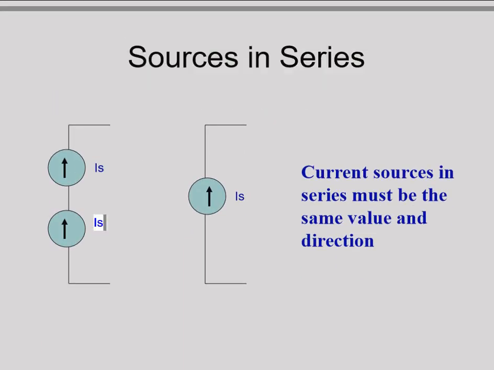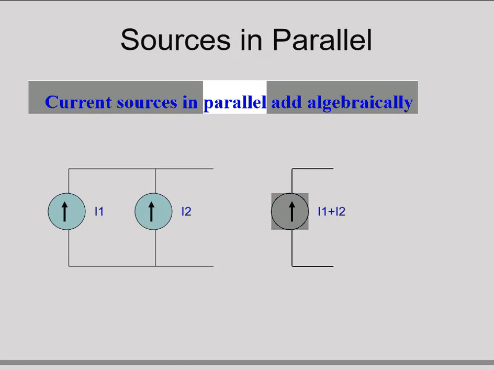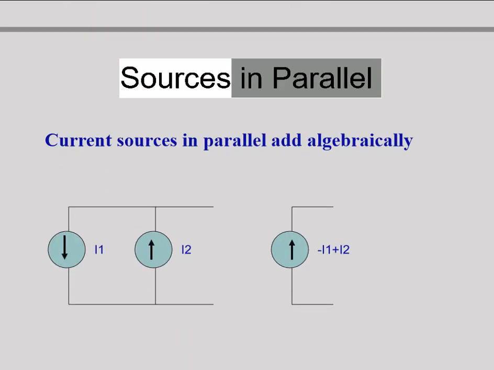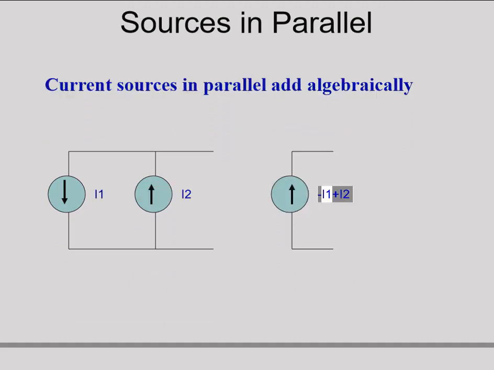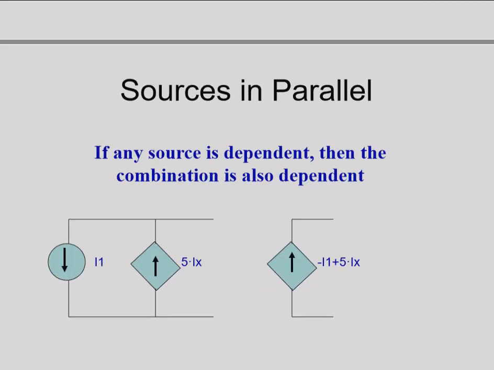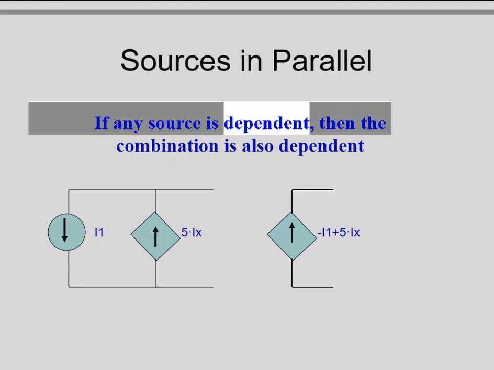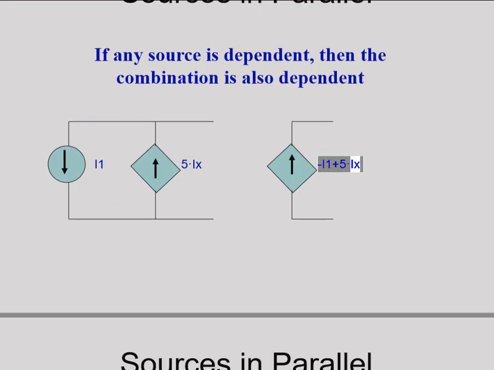Sources in series: current sources in series must be the same value and direction. Sources in parallel: current sources in parallel add algebraically, I1 + I2. If any source is dependent, then the combination is also dependent.